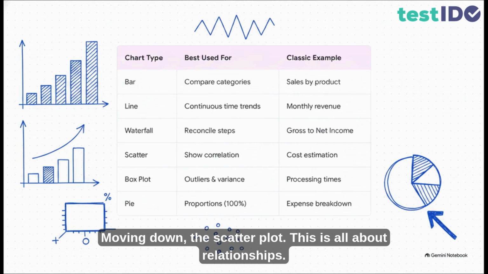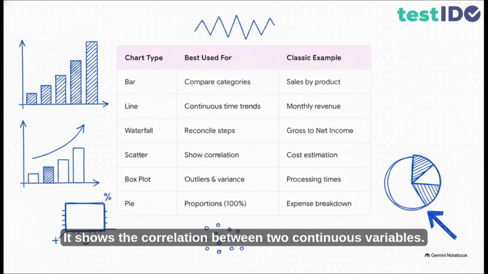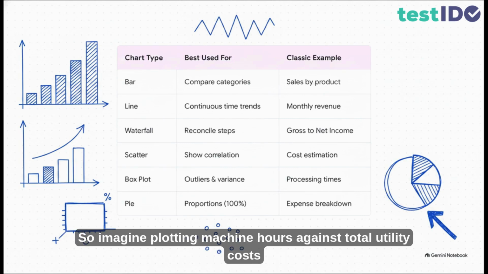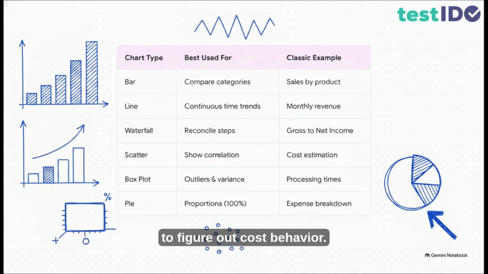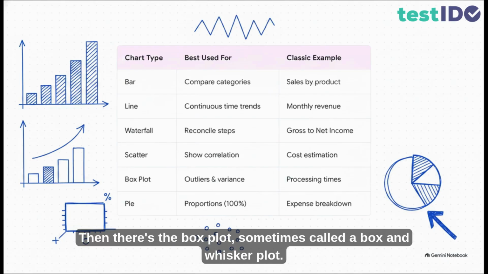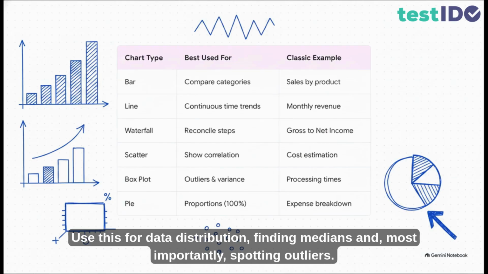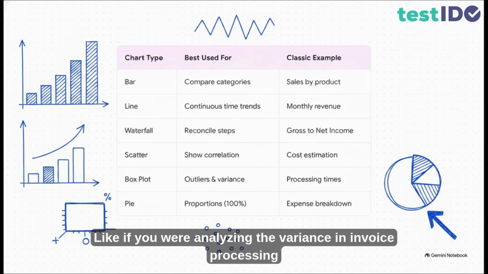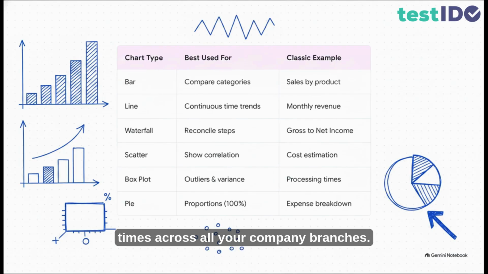Moving down, the scatter plot. This is all about relationships. It shows the correlation between 2 continuous variables. So imagine plotting machine hours against total utility costs to figure out cost behavior. Then there's the box plot, sometimes called a box and whisker plot. Use this for data distribution, finding medians, and, most importantly, spotting outliers. Like if you are analyzing the variance in invoice processing times across all your company branches.